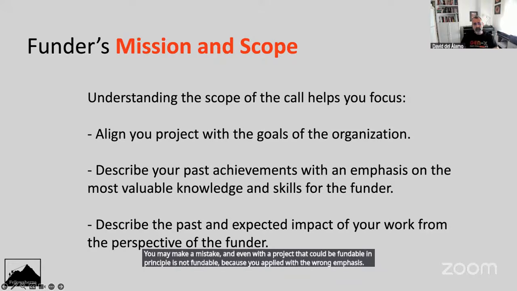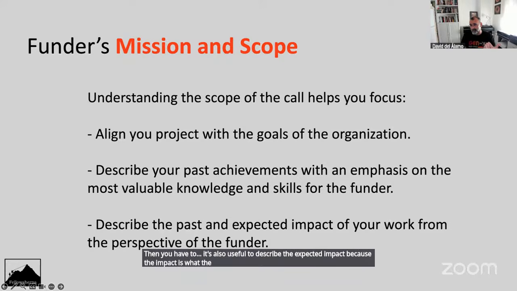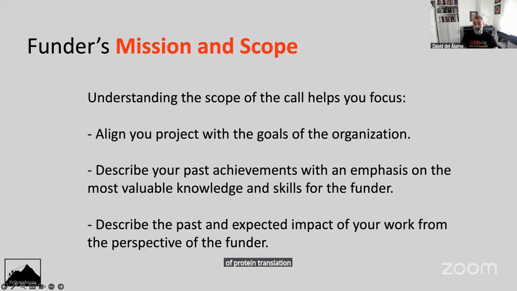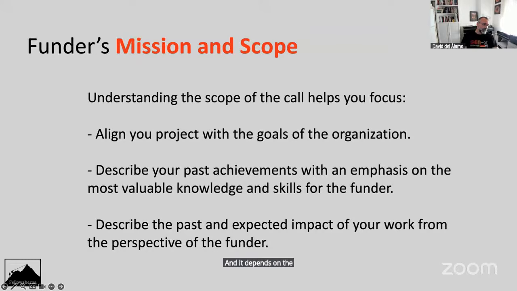Then it's also useful to describe the expected impact, because the impact is what the organization is looking for. What they want is to have an impact on the clinical treatment of lung cancer, or they want to have an impact on the understanding of protein translation at the ribosome. But they need to have an impact. That's the whole point of giving you money, is to have an impact on society or scientific knowledge or in clinical practice or in whatever. So the way you describe the impact you're going to have is important, and it depends on the organization that you are applying to.